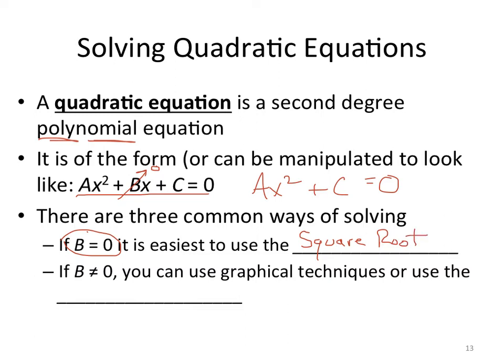In which case you would have two brackets, something x plus something, times something x minus something. Remember that? You could possibly use that. If b is not 0, if it equals something other than 0, then you have to do a little bit more work. You could use some graphical techniques, which we'll look at, but also, this will come in very handy, the quadratic formula.